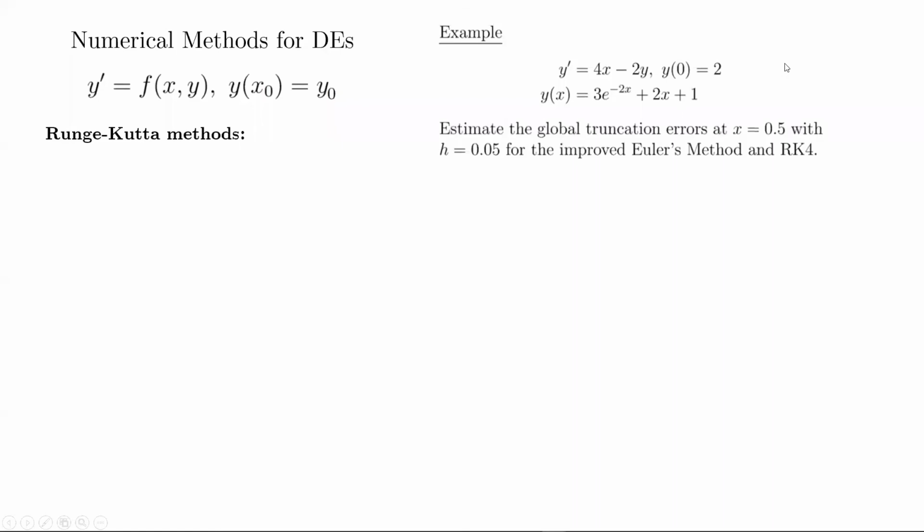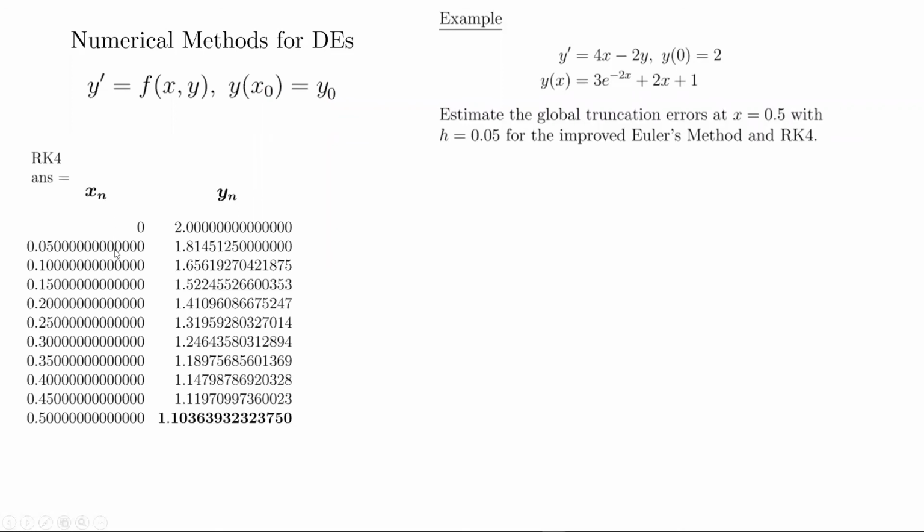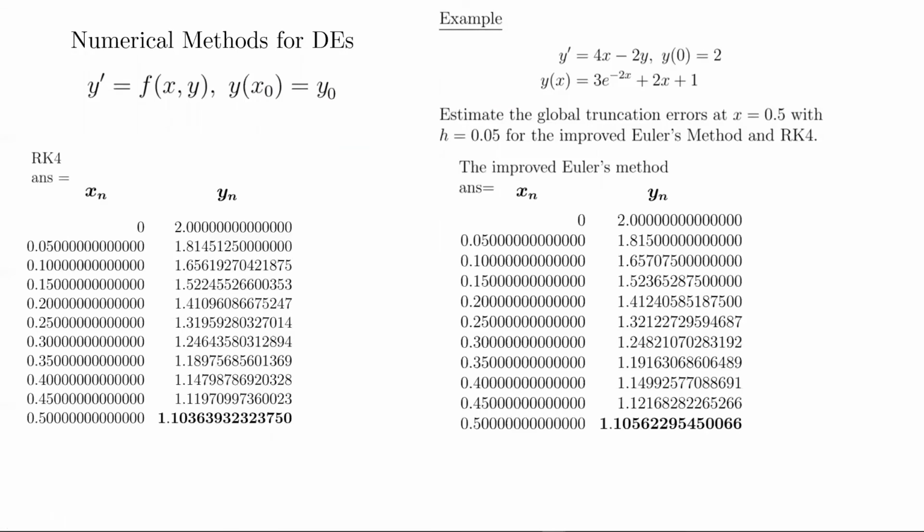Okay, so again, we've just solved this ODE here, the exact solution shown here, using improved Euler and RK4 on Octave Online. For RK4, I've written out every single step. We were taking steps of h equals 0.05, and we found that when x equals 0.5, y was approximated as 1.103639, and so on. For the improved Euler's method, it was quite similar, but when x equals 0.5, y was 1.1056 instead of 1.1036. So there's a slight difference between the two here.